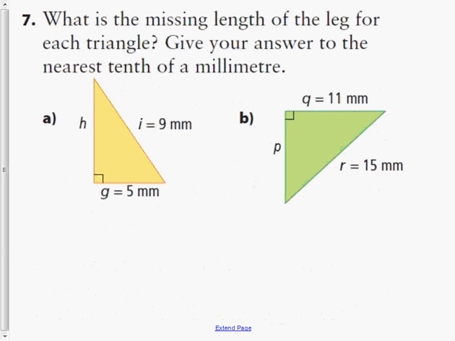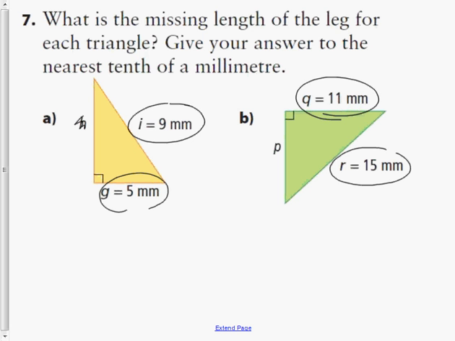Question 7: what is the missing side length of the leg of each right triangle? This time we know the hypotenuse in both of these. We know one of the legs, but we don't know the other leg. In this case, h, which we'll just change to x, just because I like x a lot better than any other variable. So if we have our formula, we'll do the first one with actual squares.